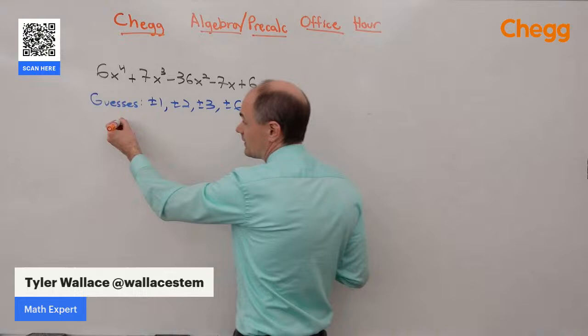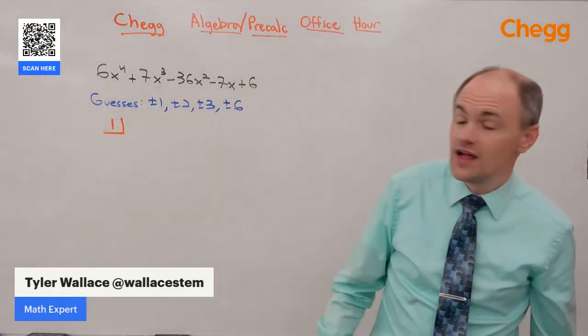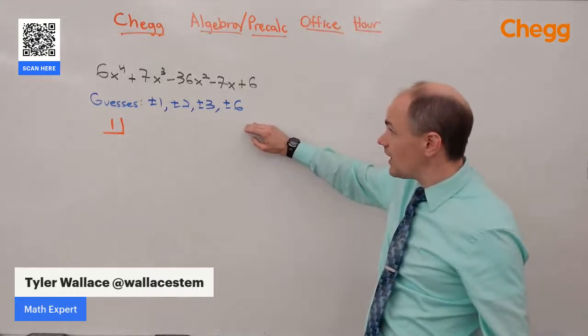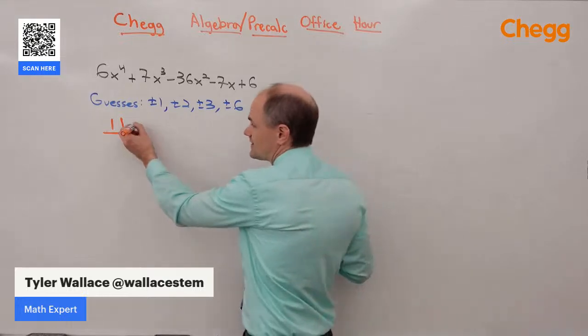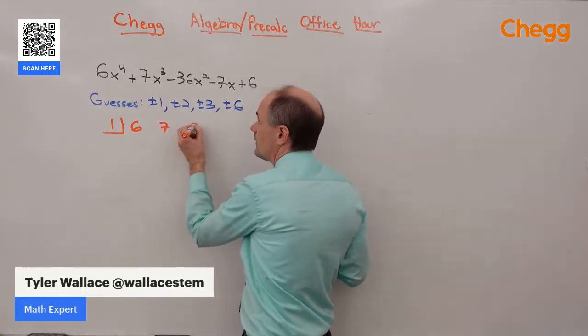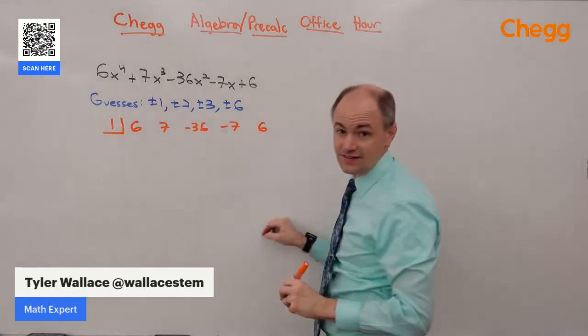So here's what we're going to do. We're going to make a little box in the corner, and we're going to put our first guess in there of 1. Then across from the box, we're going to put the coefficients of this expression. So we've got a 6, 7, negative 36, negative 7, and 6.